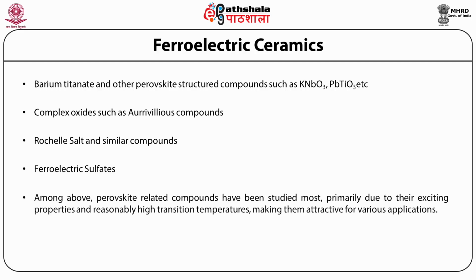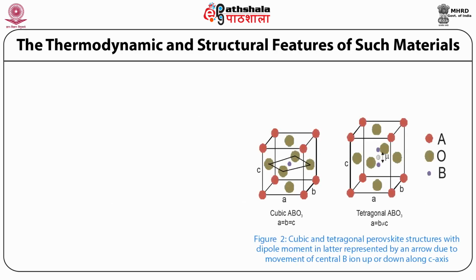Next are the complex oxides such as Aurivillius compounds, Rochelle salts and similar compounds, and ferroelectric sulfates. Among these, perovskite-related compounds have been studied the most, primarily due to their excellent properties and reasonably high transition temperatures, making them attractive for various applications. So students, let us discuss the thermodynamic and structural features of such materials.